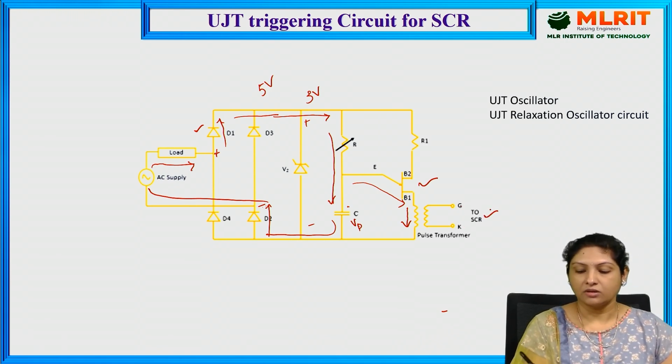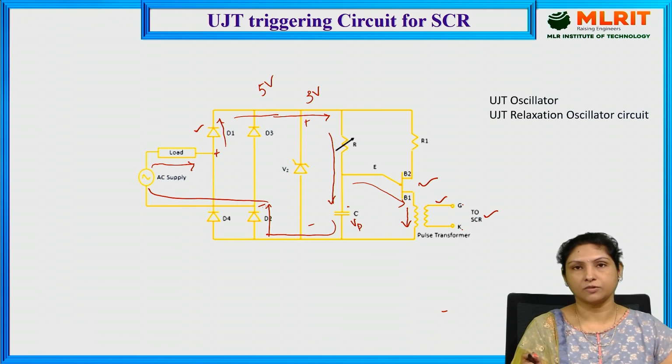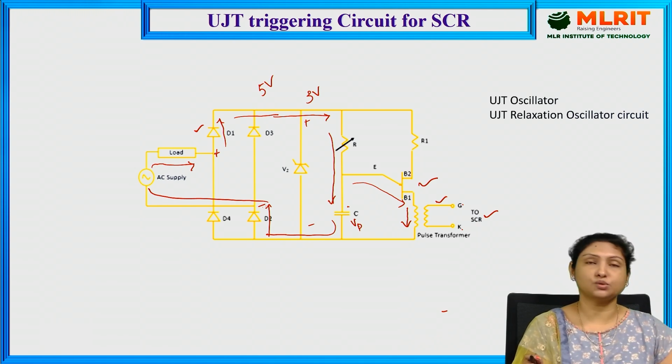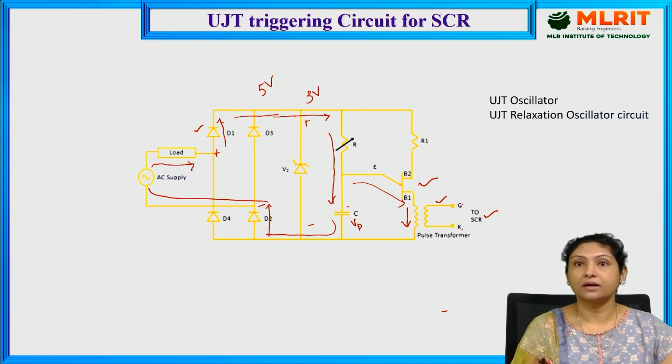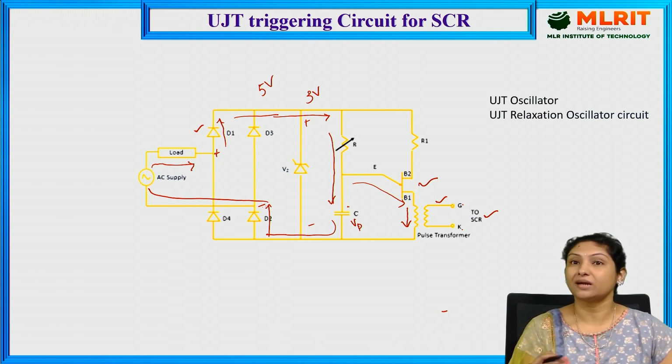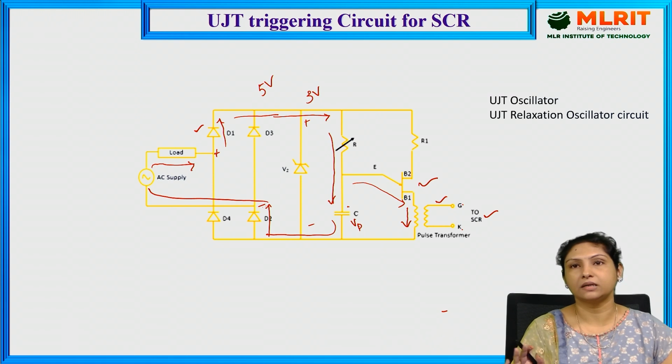And here, this is nothing but the gate firing circuit. The secondary is acting as a gate firing circuit. That means the gate triggering pulse generated here in the secondary will be applied across the gate to cathode terminal of the SCR, and thereby the SCR is turned on. So the main aim of this UJT triggering circuit is to generate the triggering pulse required by the SCR, or to turn on the SCR. That is the ultimate aim.